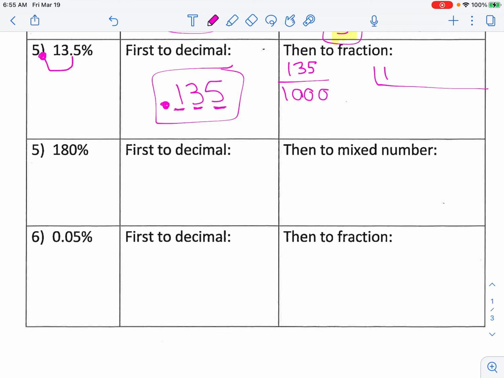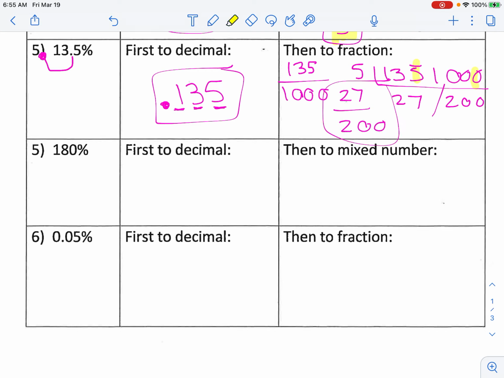Now I'm going to make a division ladder. I have numbers ending with 5 and 0, so I know I can divide by 5. 135 divided by 5 is 27, and 1,000 divided by 5 is 200. So this fraction reduces to 27/200ths. So 13.5% is equal to 135 thousandths is equal to 27/200ths.